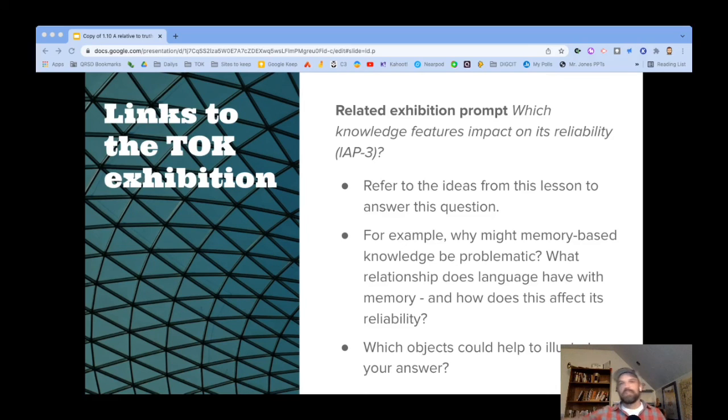So when you do this IA, you would pick out a couple of objects, 3 to be exact, and discuss how you could show this. I hopefully have shown you an example of that. If not, you will.